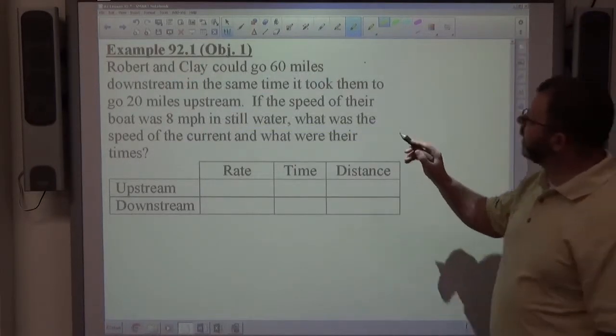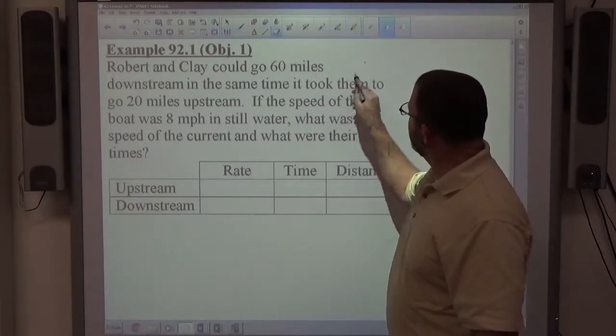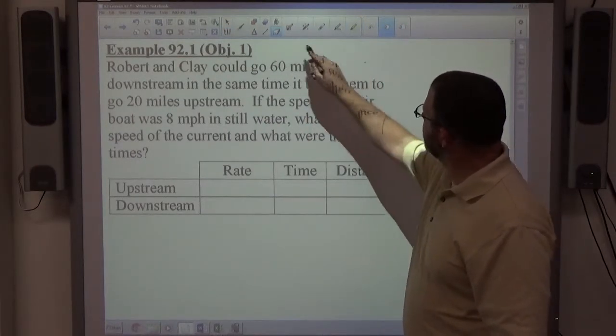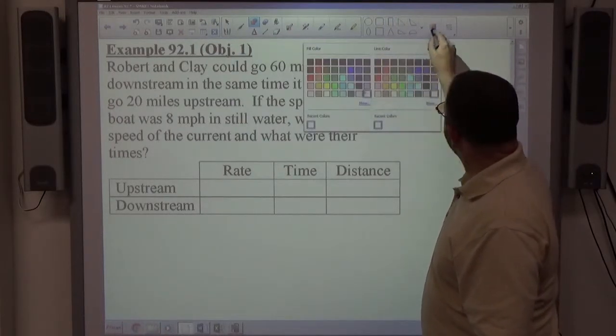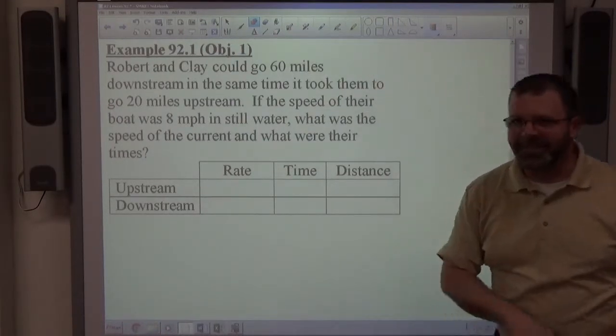So Robert and Clay can go 60 miles downstream. Where's that? That bothers me that there's a dot on the board there. Cover that. All right, now it's gone.